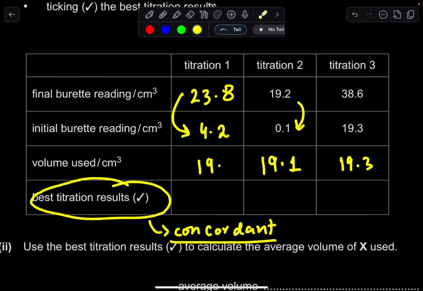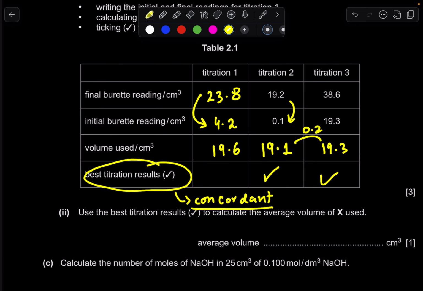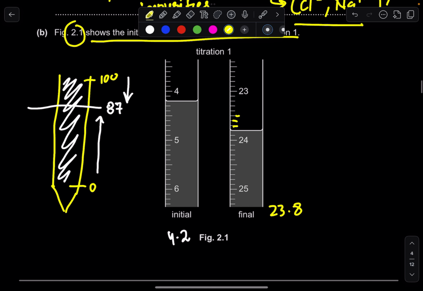So it's 19.6. Now which two results? This and this, because they have a difference of 0.2. 19.3 and 19.6 have a difference of 0.3. And by the way, you need to be careful about this reading. The mistake I made, try not to make it.